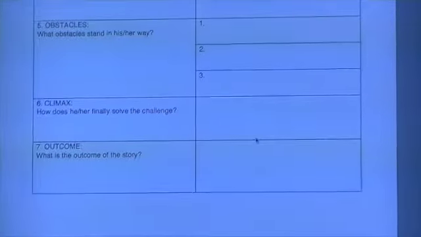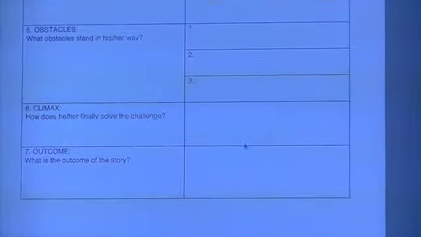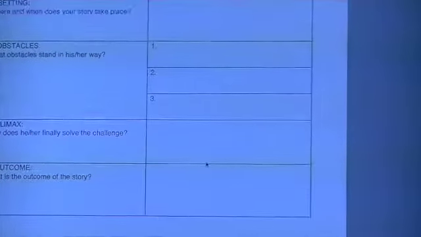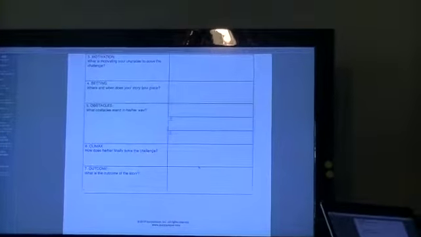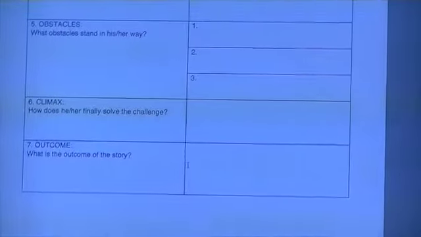Your climax is going to be, how did they solve the challenge? How did Elsa learn to control her powers so that she could bring Summer back to Arendelle? That's what you're going to write here. And finally, your outcome is where you're going to wrap up all the loose ends of your story, and make sure that it has an ending and that everything makes sense and falls together.